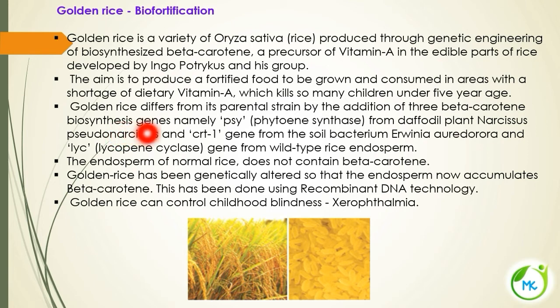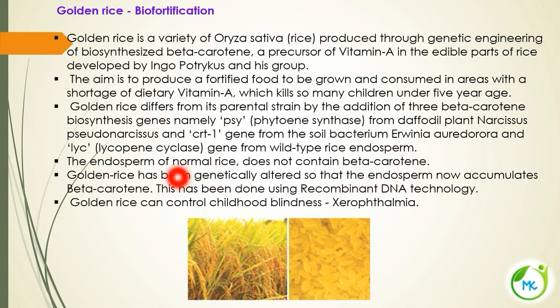How does golden rice differ from the parental strain of rice? It differs by the addition of 3 beta-carotene biosynthesis genes. What are the names of those genes? PSY, phytoene synthase, which is from the daffodil plant. The CRT1 gene, which is from the soil bacterium. And the LYC gene, which is from the wild type rice endosperm.